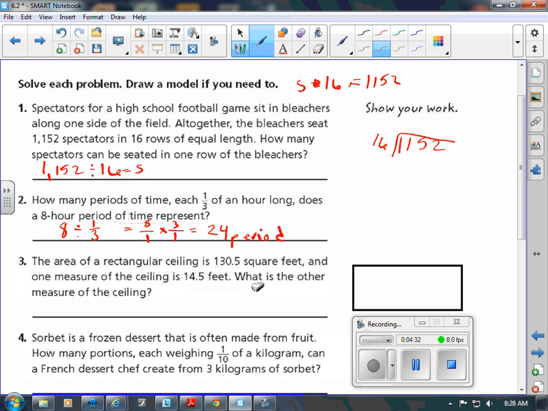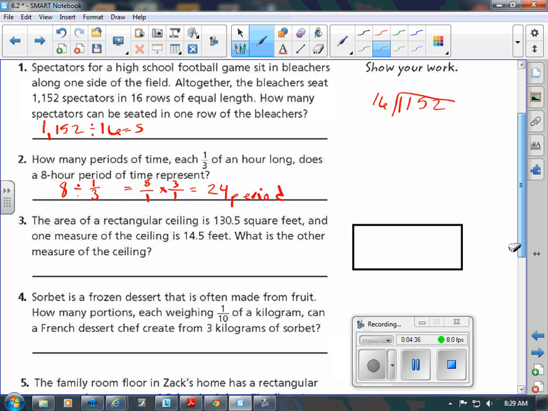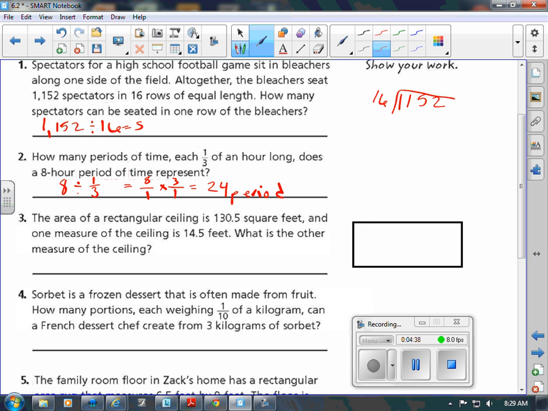Okay, we have an area of a rectangular ceiling. I already have it drawn out over here for you. Go ahead and draw it out. The whole area is 130.5 feet squared. The length is 14.5 feet, and we want to know the width. So you could say width times 14.5 equals 130.5.